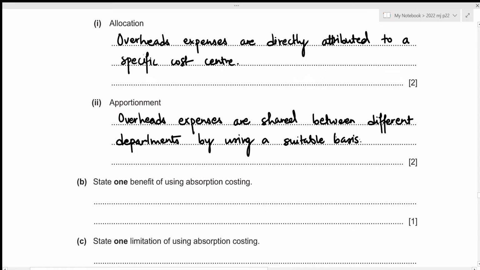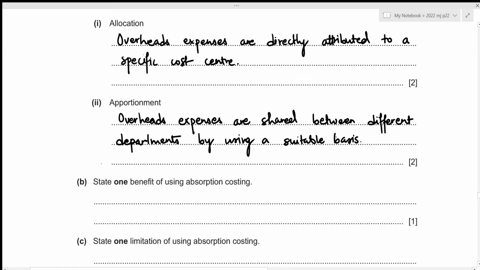So we can understand this by remembering that allocation always relates to the direct costs attributed to the specific cost center, whereas apportionment means the indirect costs are shared between the cost centers or different departments by using a suitable basis. Okay, so this concludes the first part of this question. Now we can move towards the second one.